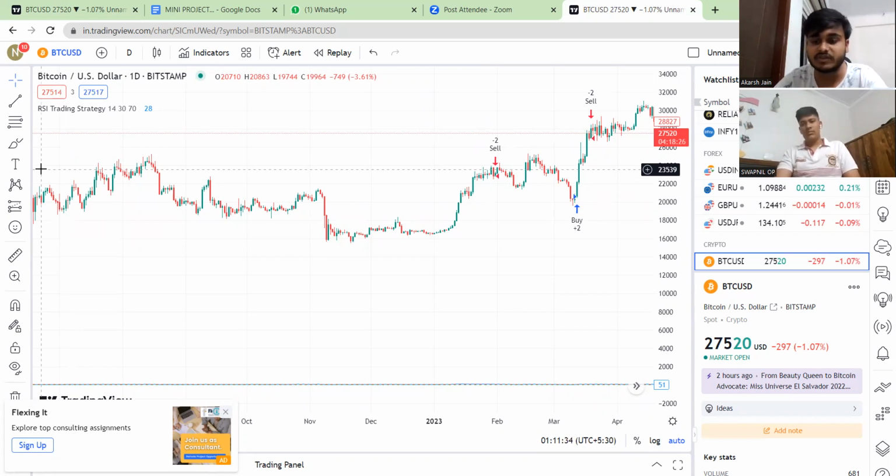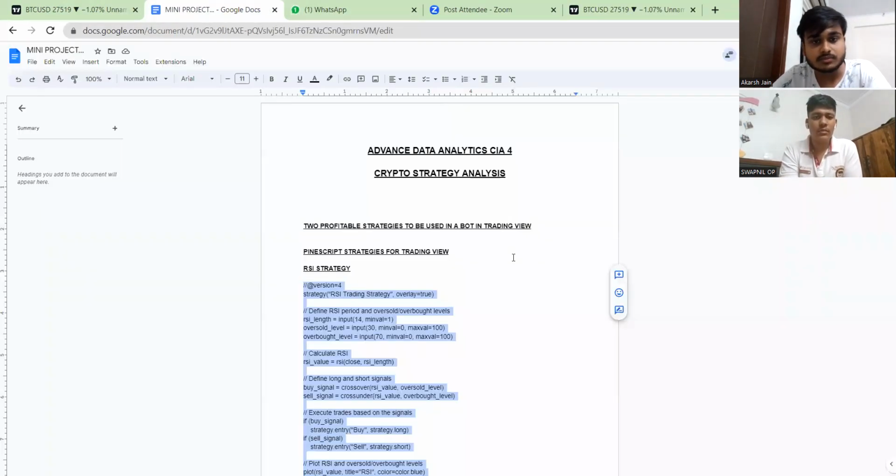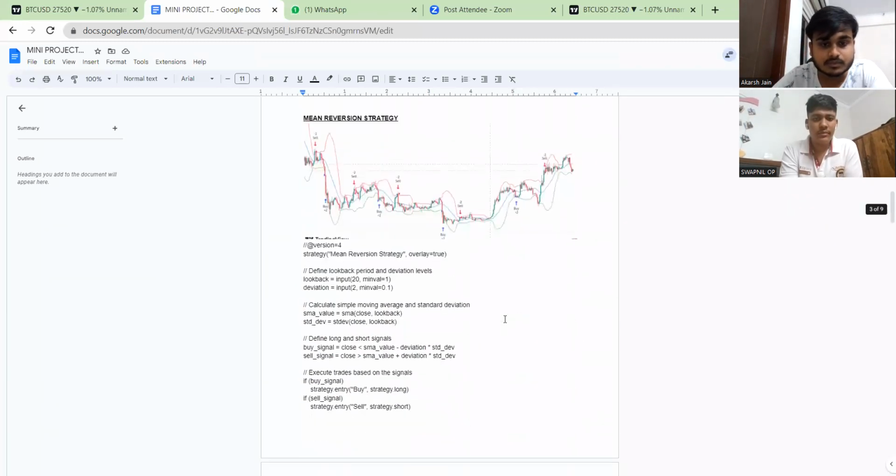This strategy can be effective in range-bound markets where the prices tend to oscillate around the mean or average value. Further, after this, we ran it on RapidMiner with predictions, to see how we can use the strategy and implement it. Swapnil, please change the slides. Yeah.